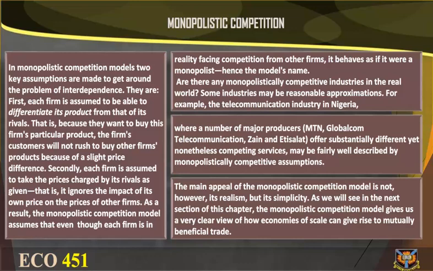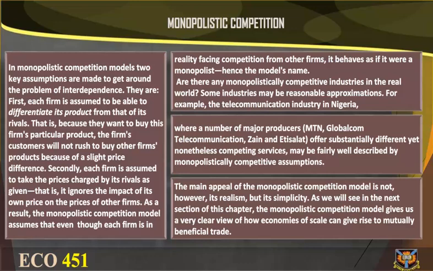Monopolistic competition. In monopolistic competition models, two key assumptions are made to get around the problem of interdependence. They are, first, each firm is assumed to be able to differentiate its product from that of its rivals. That is, because they want to buy this firm's particular product, the firm's customers will not rush to buy other firms' products because of a slight price difference.